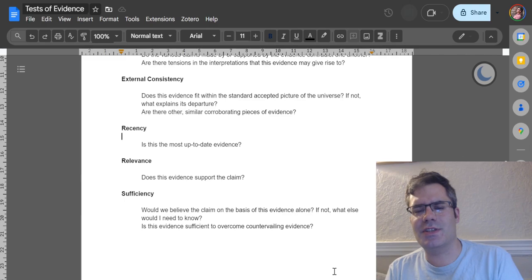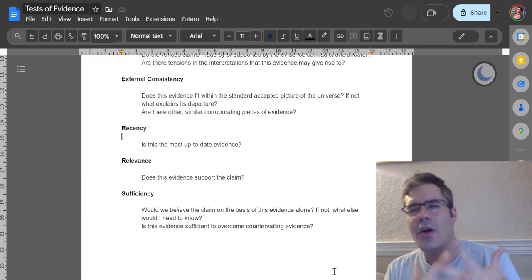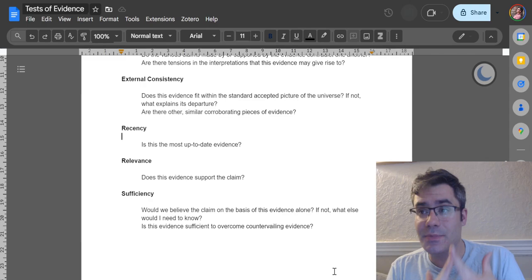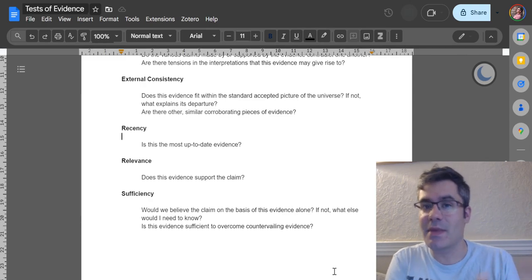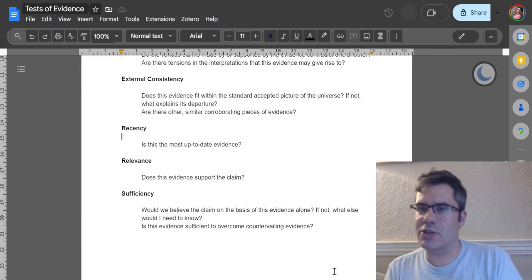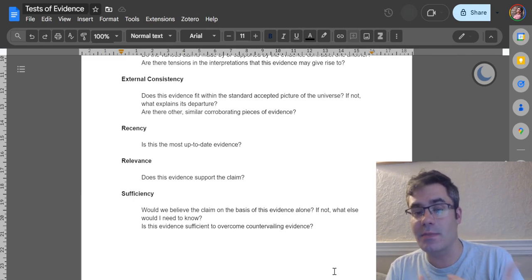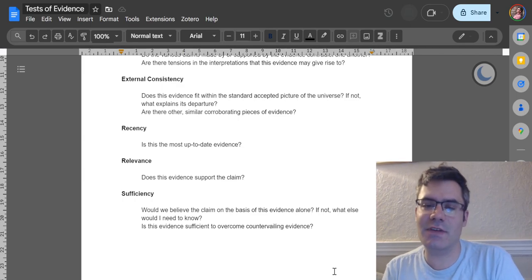Next, we move on to recency. Is this evidence up to date? If our evidence is really old, it might be up to a high standard for its time, but there may have been new information, new discoveries, new pieces of evidence that it hasn't taken into account. And so its age or its date might make it not the best. So you have to ask that question of recency. Is this the most up-to-date evidence that I can find?